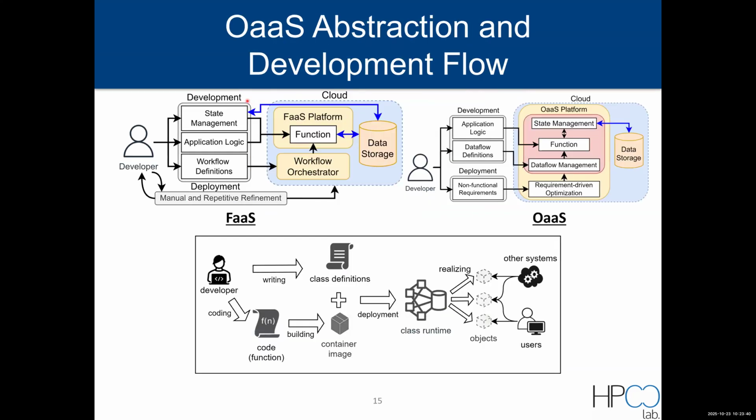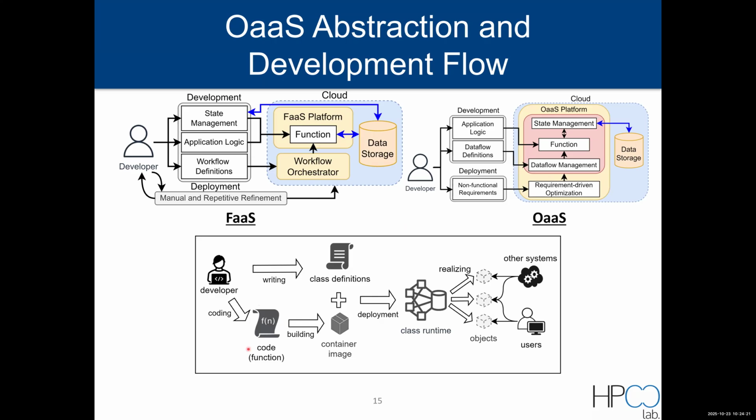So, let's say, okay, what is the abstraction or development flow provided by the OS? You can see that in FaaS, we still need to write everything step by step, application logic and workflow definition, and everything goes to a completely different tool chain. For the OS, everything goes to a single unified platform. And developing this basically doesn't change much from how we usually do it in Kubernetes or function as a service.